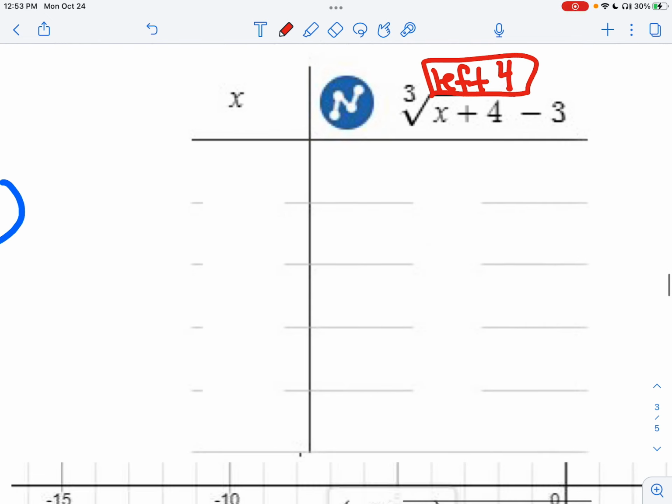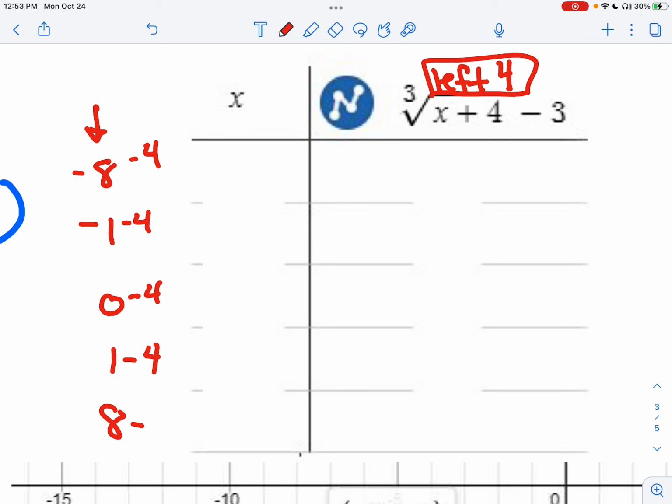So instead of picking these old ones, these are our perfect cubes, we're going to have to take away 4 from all of these. So do the opposite of what you see inside the radicand. If the radicand has a +4 here, to adjust for it, we're going to have to do -4 from all of those. So instead of picking -8, please pick -12. Instead of picking -1, please pick -5. Instead of picking 0, please pick -4. Instead of picking 1, please pick -3. And instead of picking 8, please pick 4.